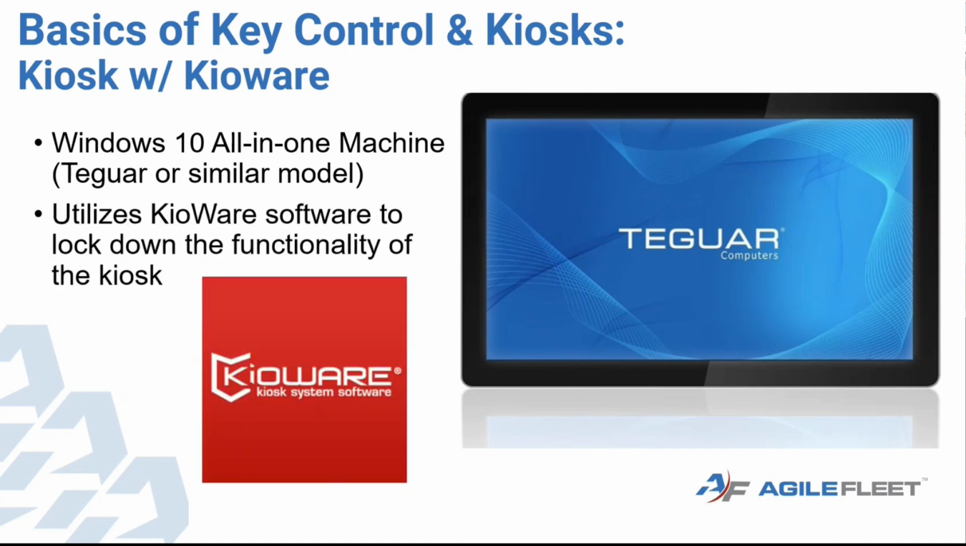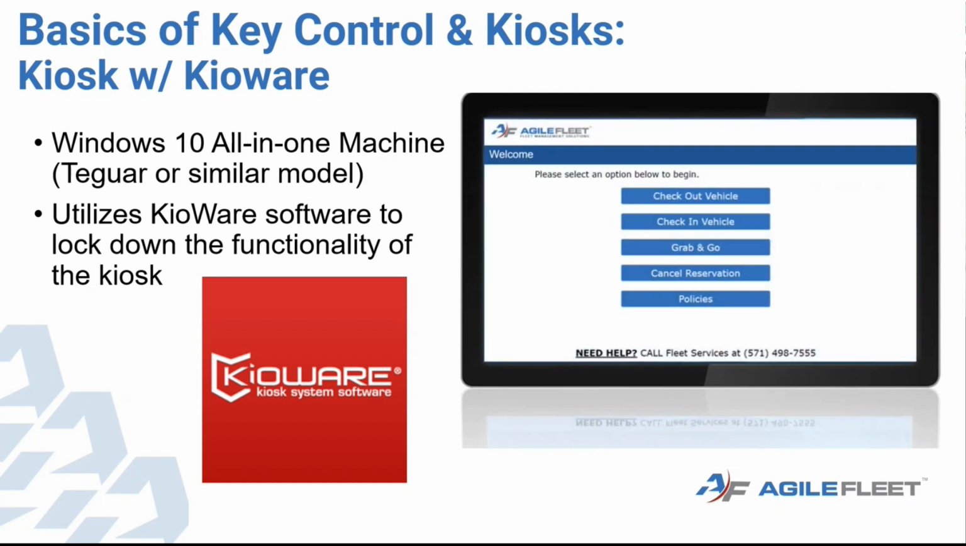That device utilizes what's called KeyAware software. It is software that we add to that device in order to lock down the functions, so that somebody is not just simply going to that kiosk and being able to surf the web or do items like that. KeyAware locks that down and converts it so that the interface looks like this, where you have the ability, as we said, to check out, check in, and also do grab and go reservations.